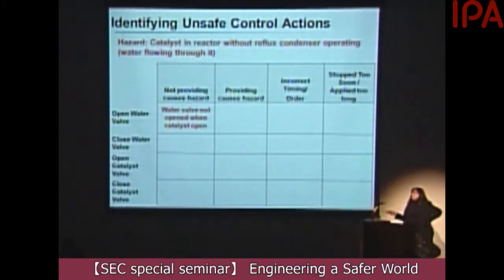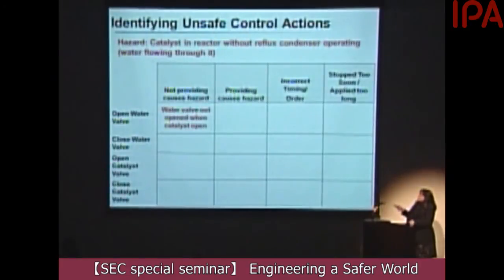And you can build a table. This actually, the idea for doing a table came from JAXA people. And we build a table, and in the left-hand column here, we look at the various control actions that the computer can give: open the water valve, close the water valve, open the catalyst valve, close the catalyst valve. Across the top, each column is one of those 4 types of unsafe control action. Not providing causes the hazard, providing causes the hazard, incorrect timing or order causes the hazard, or stopped too soon or applied too long for continuous operations.